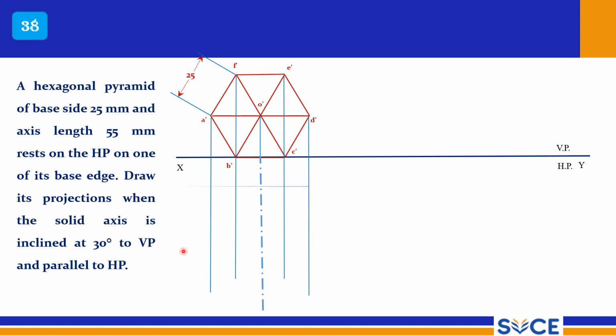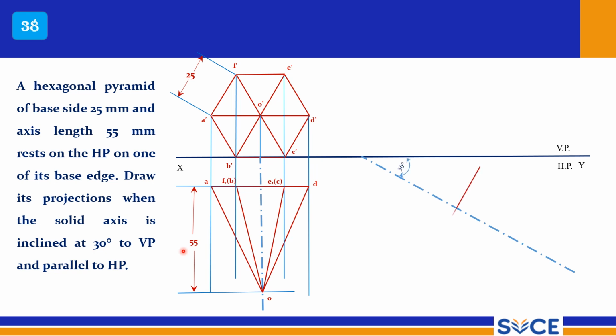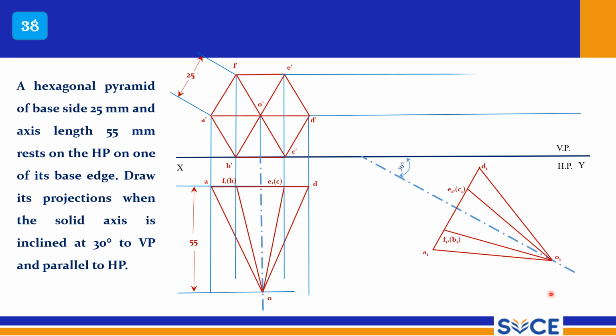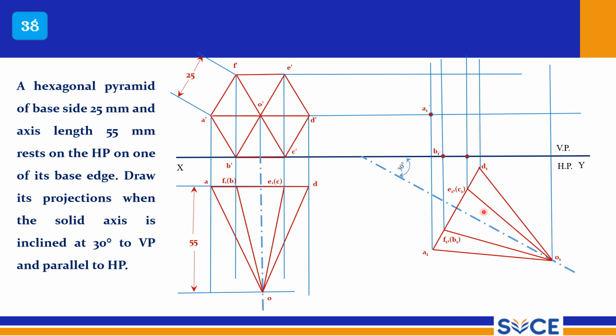So it is a pyramid. Draw its simple top view and give the notations. Reproduce this view here and mark all the points. Draw the projectors from the simple top view, simple front view, and tilted top view, and mark the points. This is O1 dash, and all outermost points you connect with thick lines.